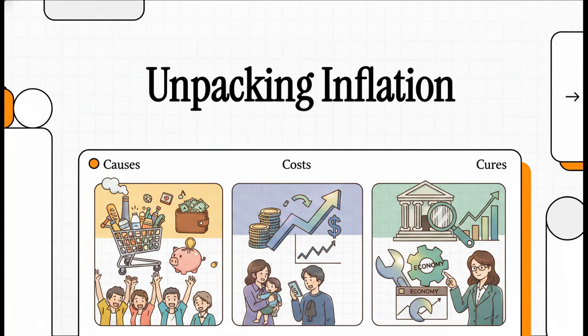Welcome to The Explainer. Today, we're unpacking a topic that literally affects every single one of us, every time we swipe a card or pay a bill. We're talking about inflation. We're going to demystify the complex world of macroeconomic inflation, breaking down its causes, its very real costs, and the cures that economists and policymakers use to try and tame it. So if you've ever wondered why your grocery bill seems to only go in one direction, well, you're absolutely in the right place. Let's get started.